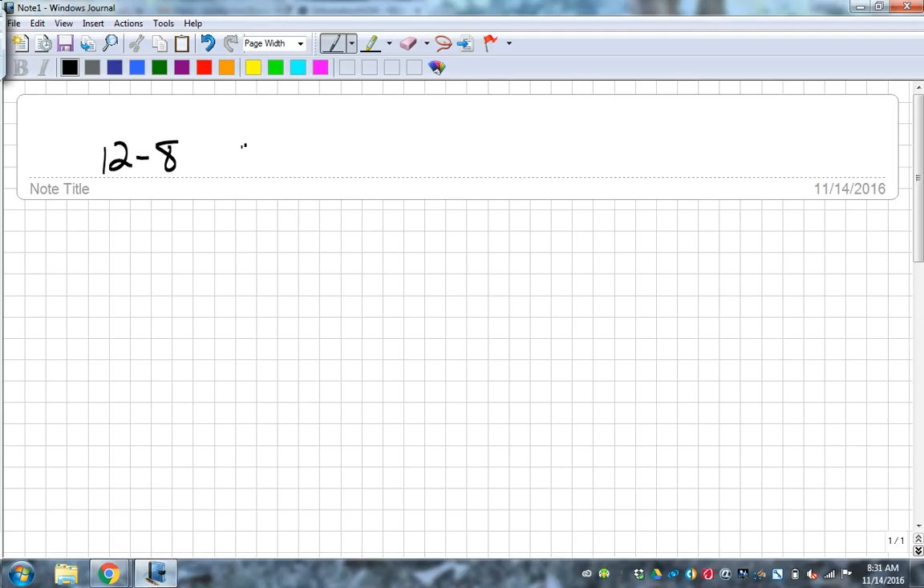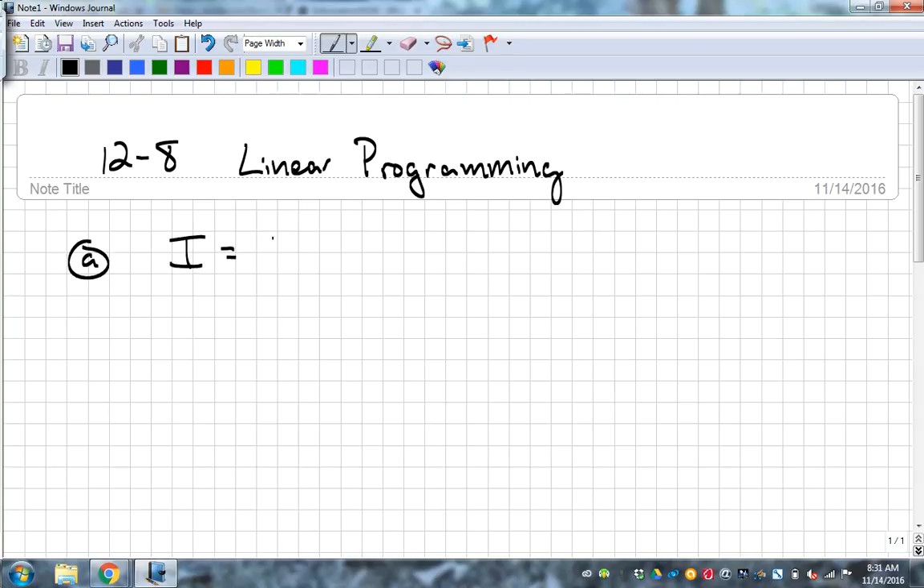All right, section 12.8, linear programming. All right, so what we're going to do is, first example, only example actually, is we're going to have this objective function.